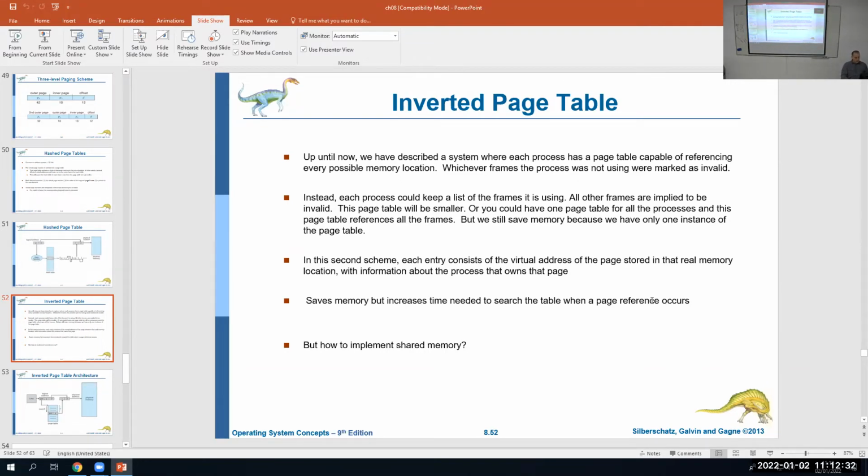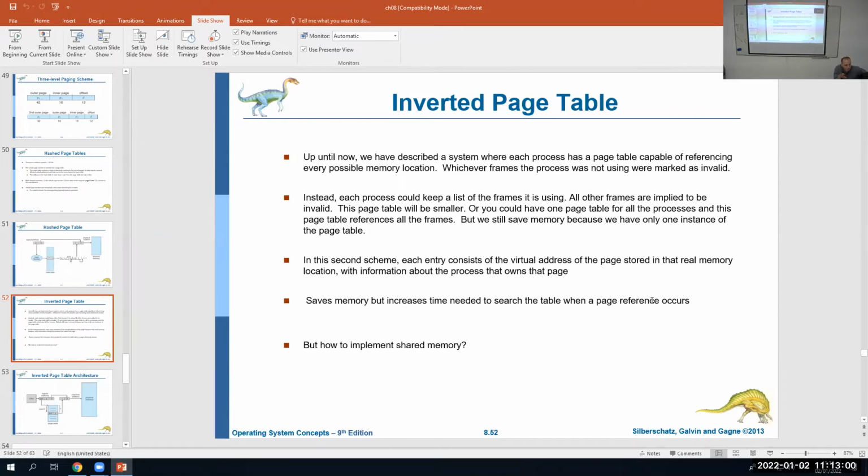Also, look what I wrote, but how to implement shared memory. The last line on the slide there. Can anyone understand my question? What are you sharing memory between? Well, between 2 processes. If you remember, when we talked about paging, we said one of the advantages of paging is that 2 different processes could have the same page marked as valid.